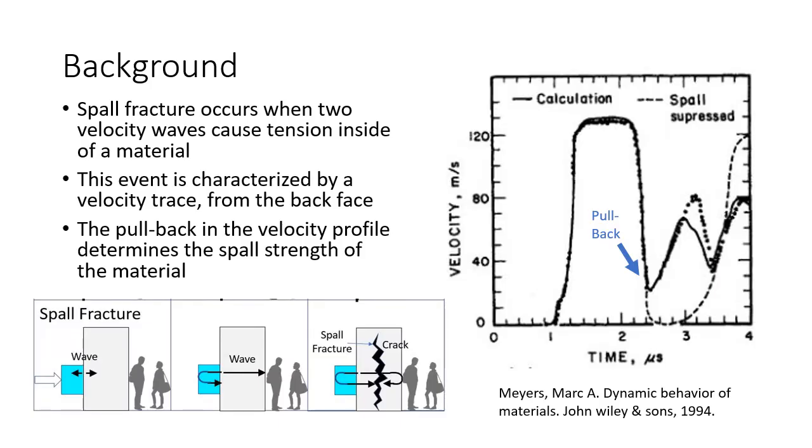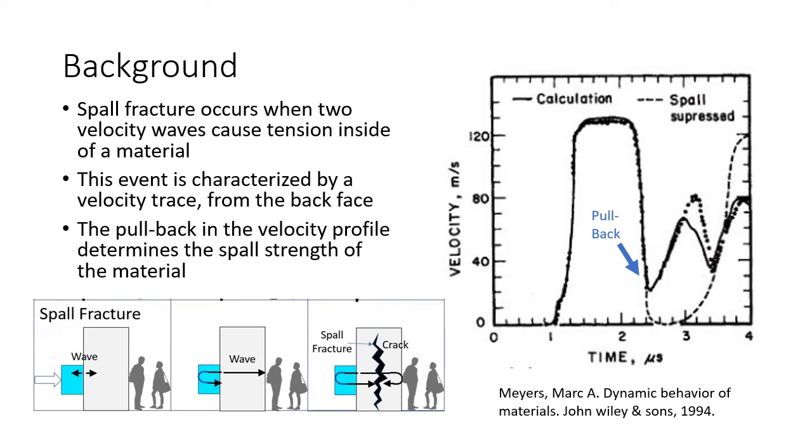So some background of spall fracture. Spall fracture occurs when two velocity waves cause tension inside of a material. As you can see in the bottom diagram, two velocity waves travel after an impact, and then once they meet in the middle of the main material, they cause tension and crack. The event is characterized by a velocity trace from the back surface of the main material.